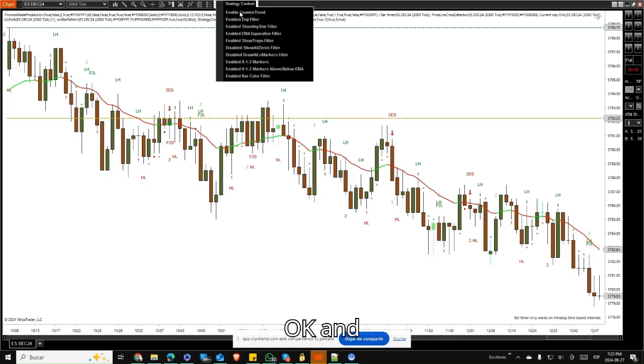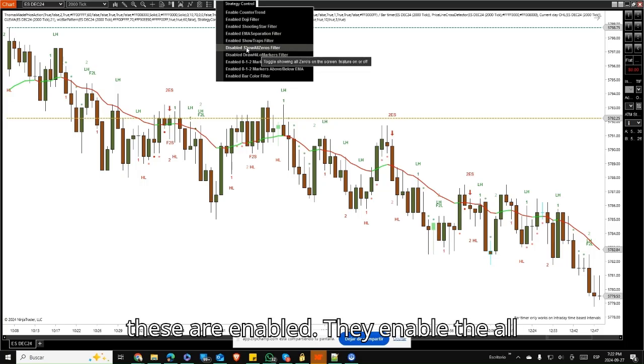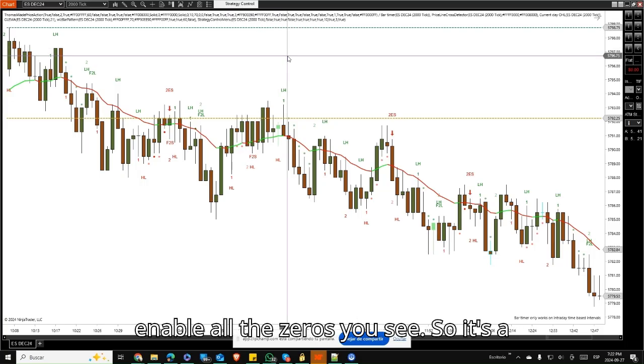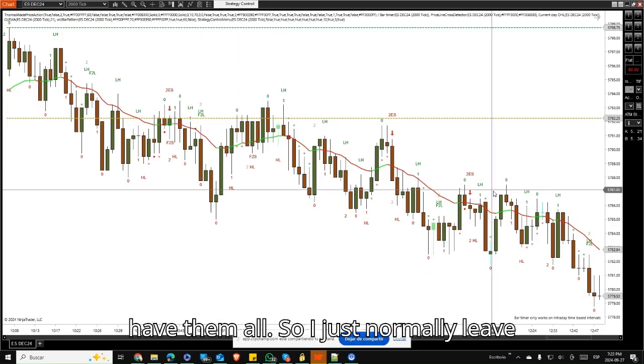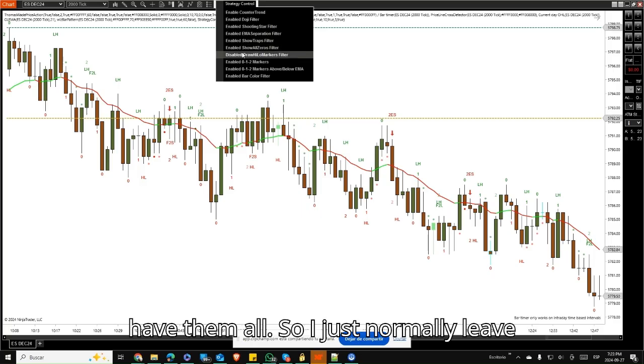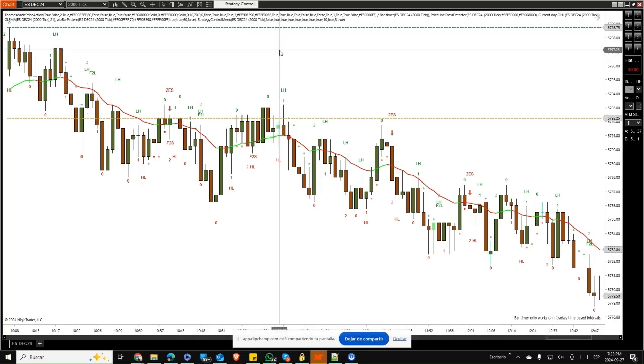Okay, and these are enabled. I enable all the zeros. I'm going to show you. If I enable all the zeros, you see, so it's a little cluttered, and it's unnecessary to have them all. So I just normally leave them turned off, disabled.